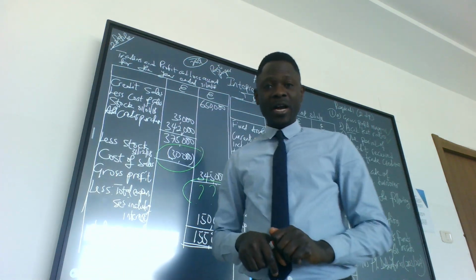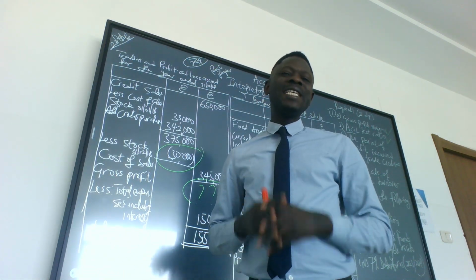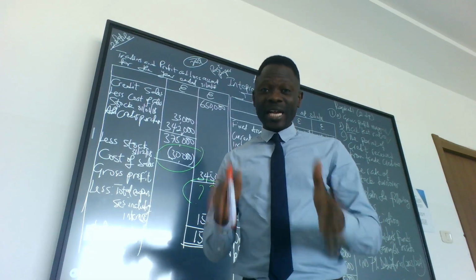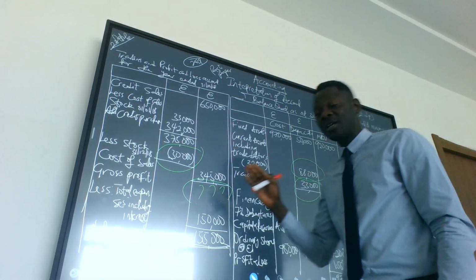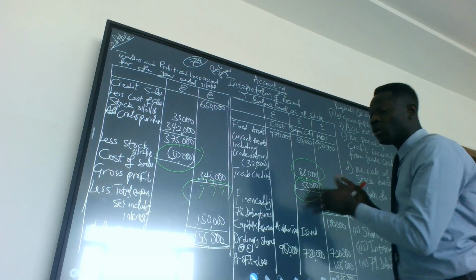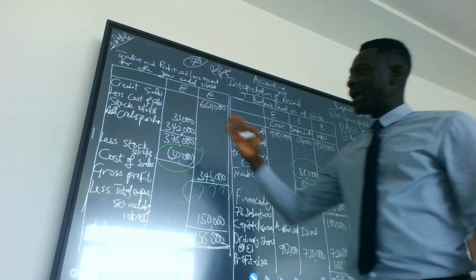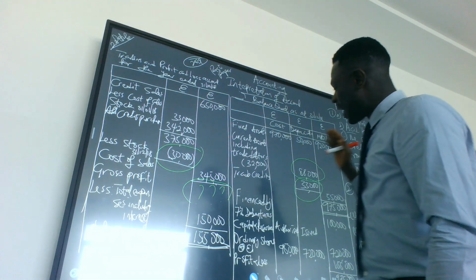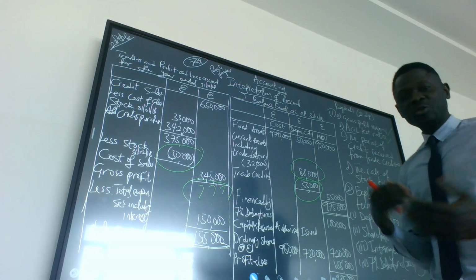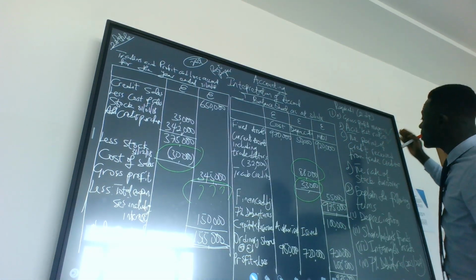I remain Dr. Adebayo. Today in accounting, we want to treat interpretations of accounts. To start with, we have the trading profit and loss account and the balance sheet as at 31/12/2018. We have the items in the trading profit and loss account and the items in the balance sheet. The first question says we should calculate the gross profit margin.